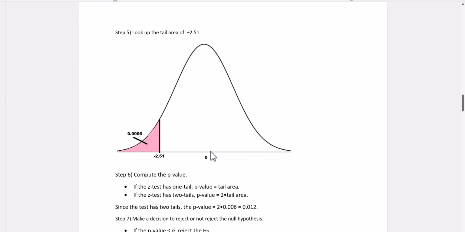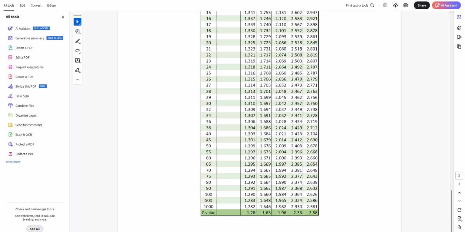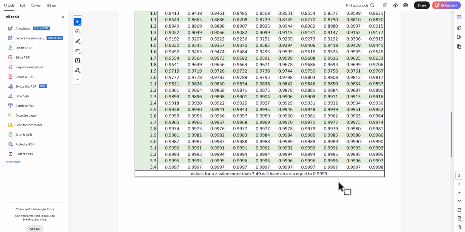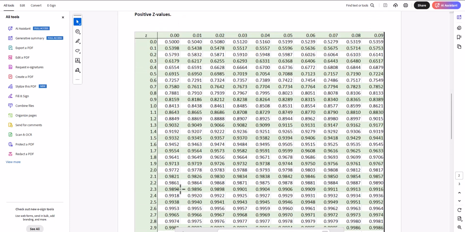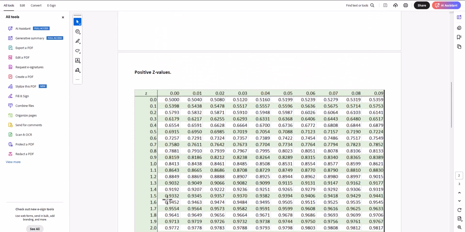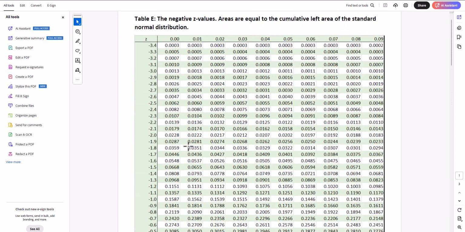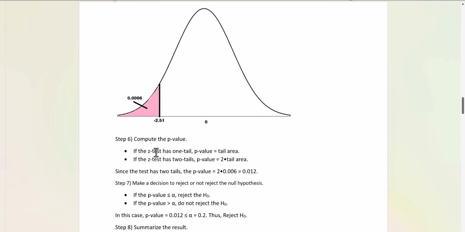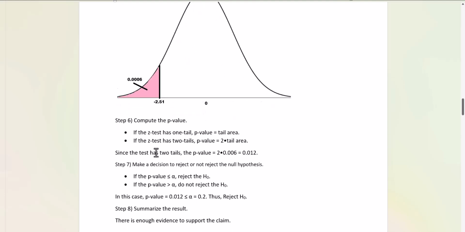Now, to find the p-value, we have to look up the tail area of negative 2.51. We can use the normal distribution to do this. We have negative 2.51 gives us an area of 0.006. So now we can use that area to calculate the p-value.